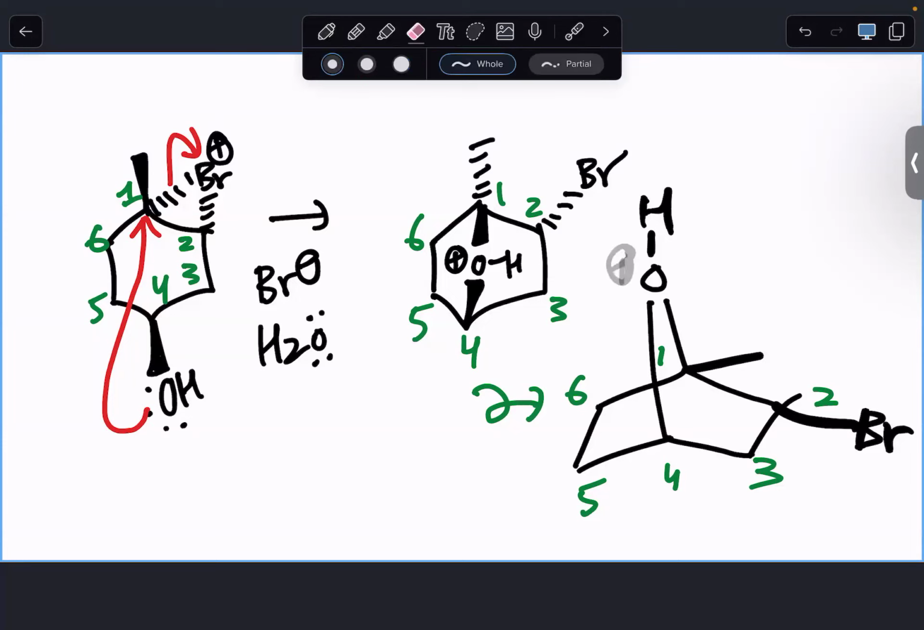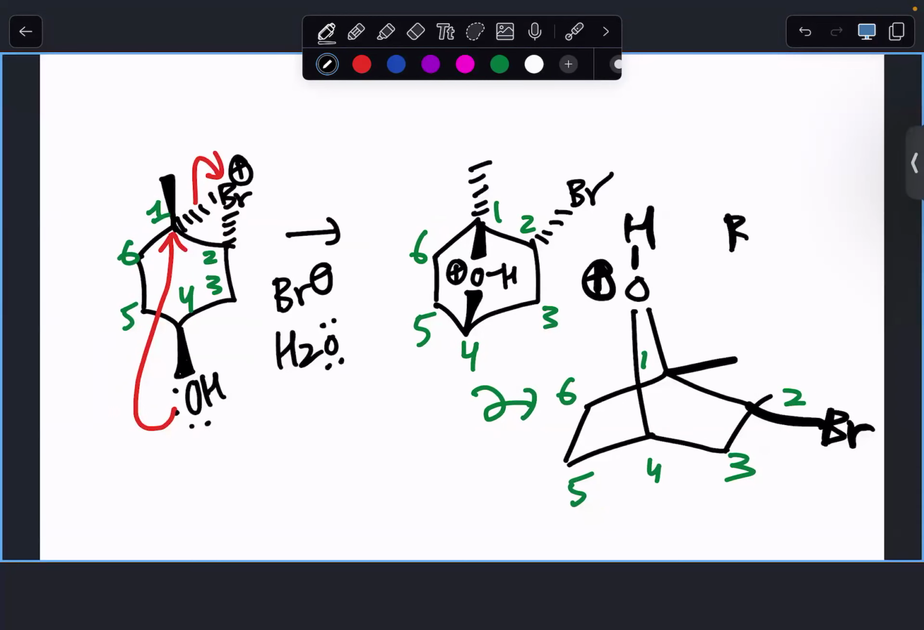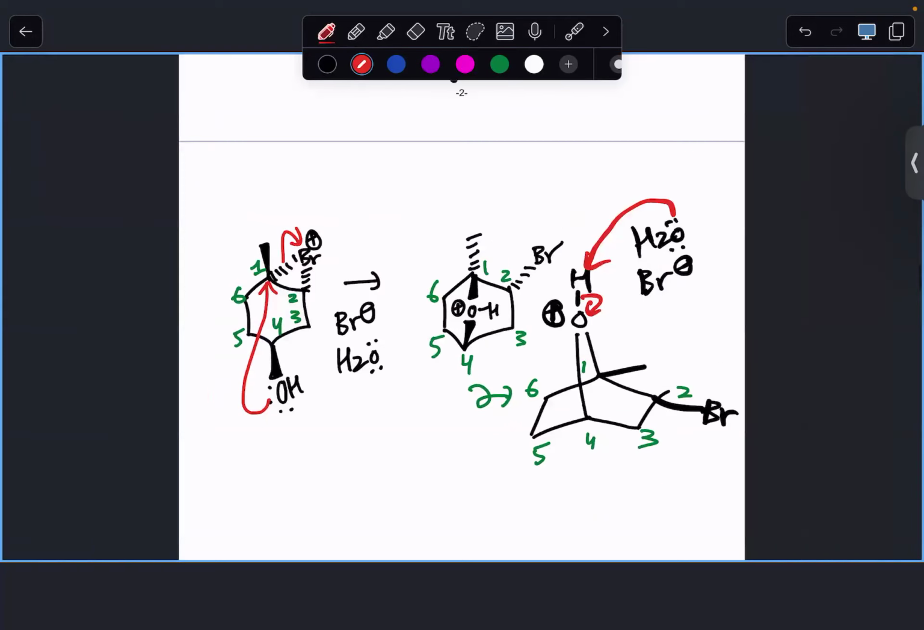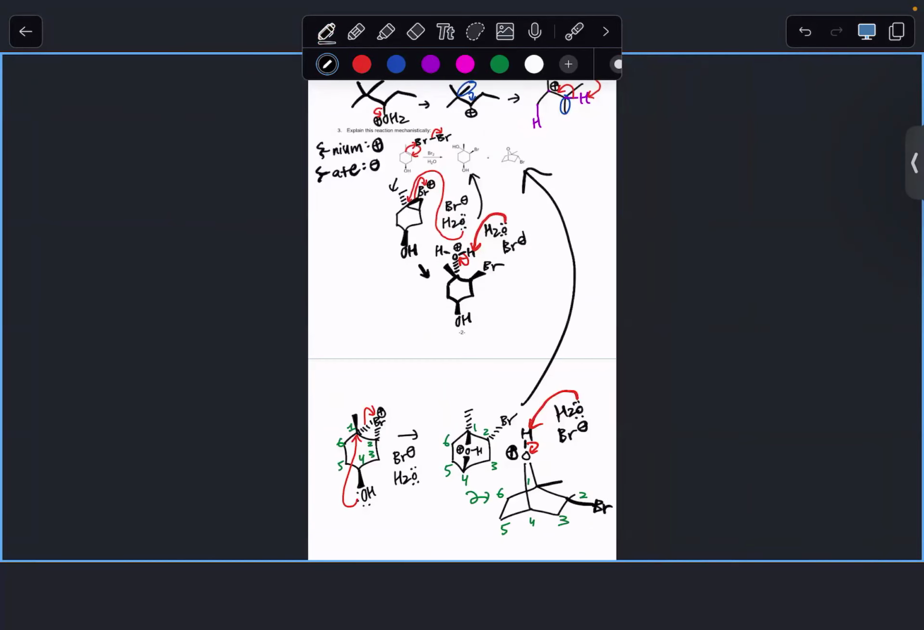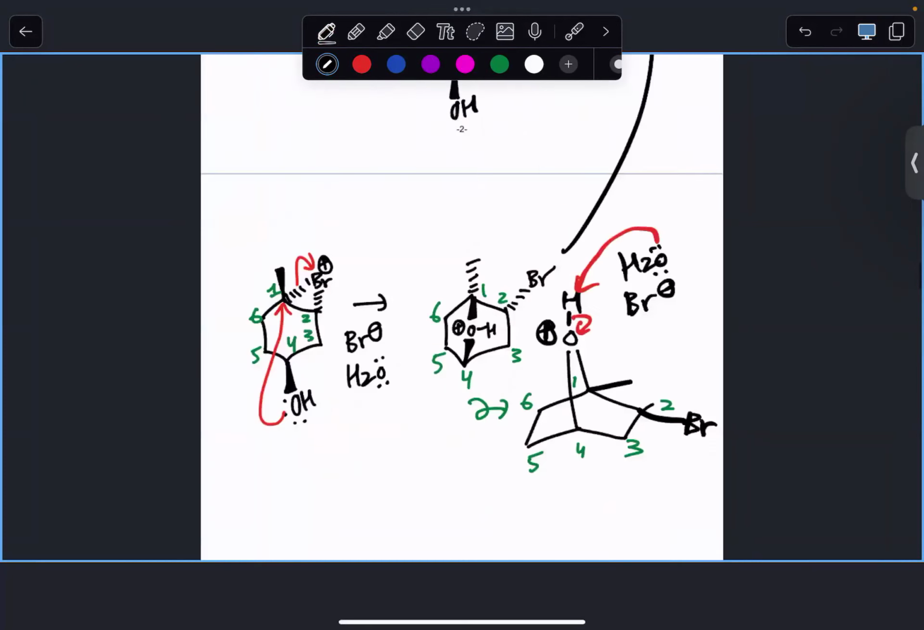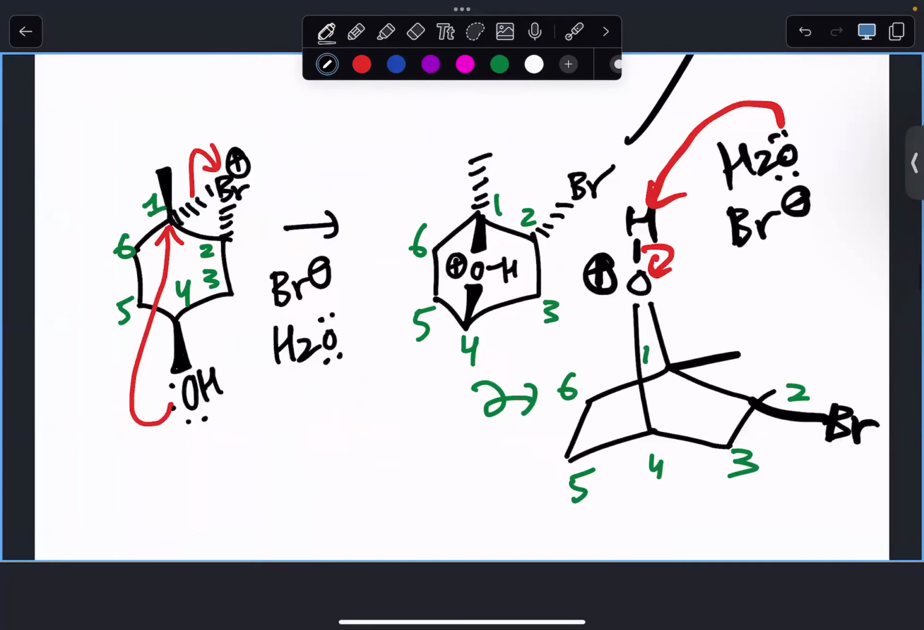Now, what's the very last step here? How can we neutralize this positive charge oxygen? Yeah, bromine or water will deprotonate and lead to that. This structure here is the exact same structure as that. It's just a different representation. It's easy to see where the ring is here.